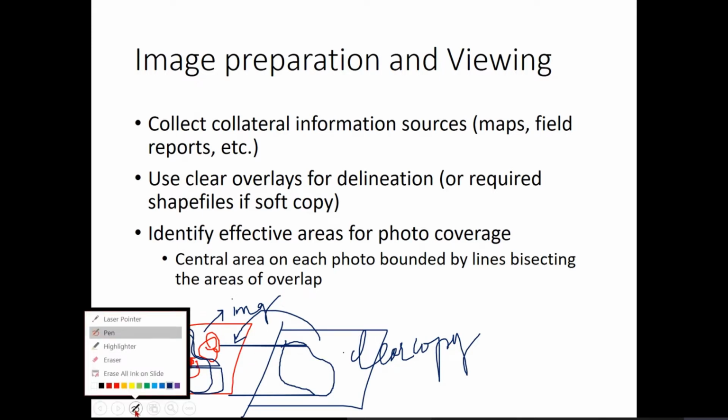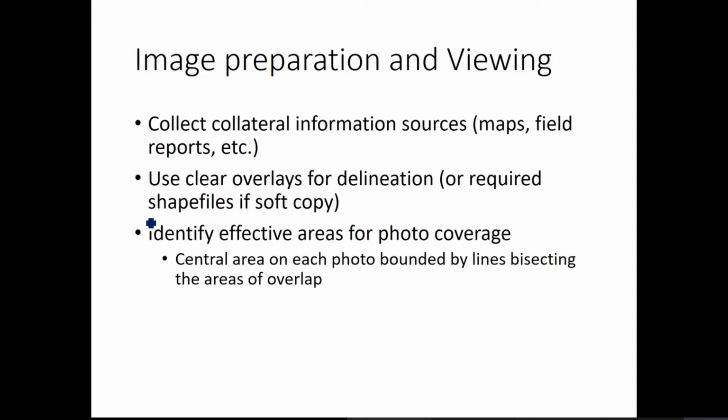But in the case of a soft copy, you might require shape files to do that. You already created a shape file of our campus. Suppose you are looking at our campus and trying to interpret something. You will have to see whether the feature that you are looking at falls within the shape file, within the boundary of the region that you are looking at. So either you use a clear overlay if it is a hard copy for delineation of the area to be surveyed or interpreted, or if you are looking at a soft copy in the software, you might use a shape file to delineate your area which is to be interpreted.